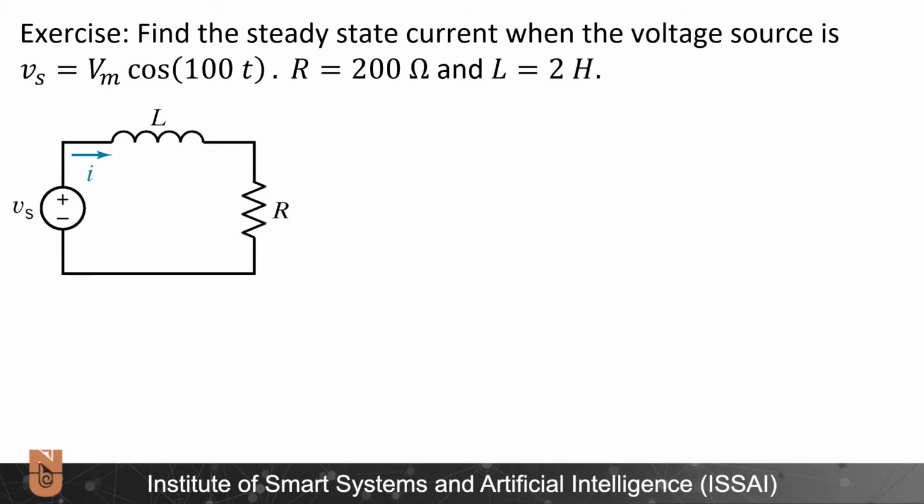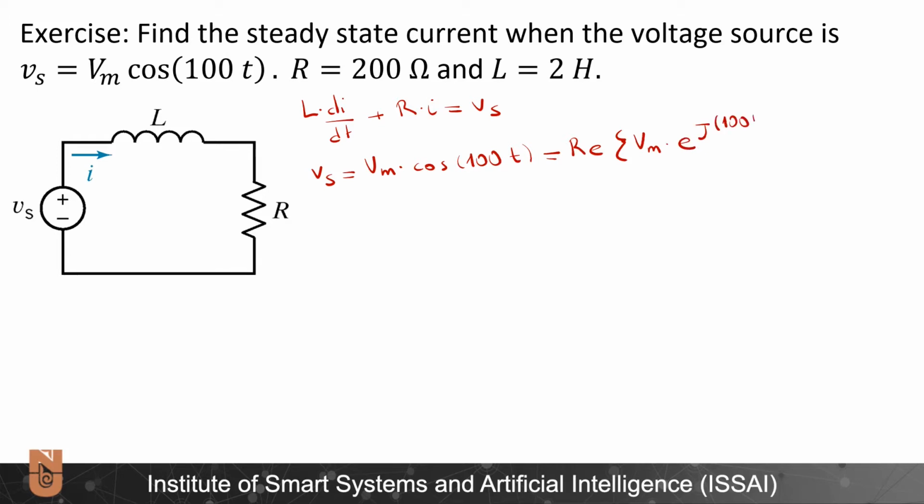Find the steady state current when the voltage source is Vs is equal to Vm times cosine 100t and R is equal to 200 ohms and L is equal to 2 henries. So I will start solving this question by writing the KVL around this loop. L di over dt plus R times i is equal to Vs. And Vs is here Vm times cosine 100t, a sinusoidal function, and I can write this as the real part of Vm times e to the j 100t.